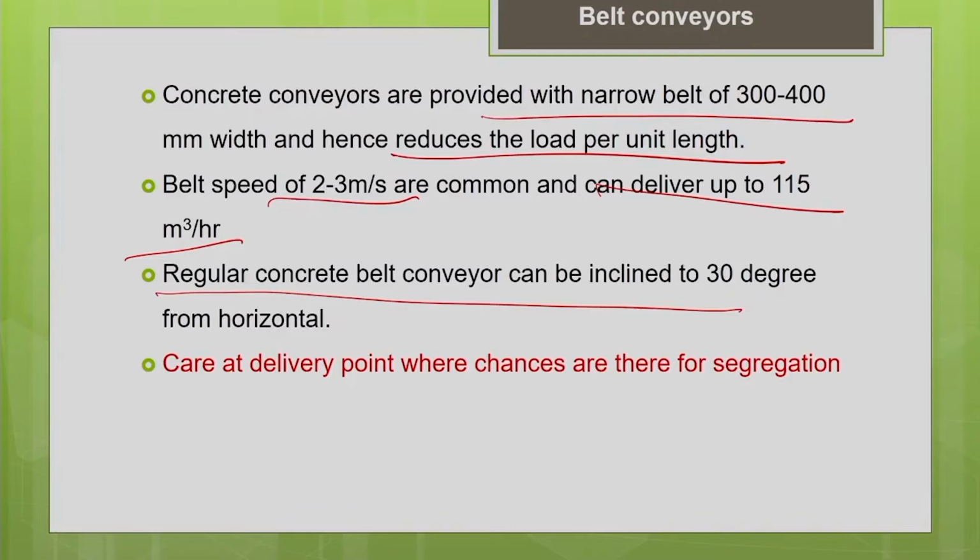So, you have to have a vertical down pipe which can facilitate vertical discharge of concrete. Otherwise, what happens because of inclined discharge, as I told you, is that your heavier coarse aggregate will be thrown farther away from the remaining material because of the greater momentum of the heavier material. That results in segregation. That is why make sure that the end discharge will be vertical. So, care at the delivery point is needed where there are chances for segregation.